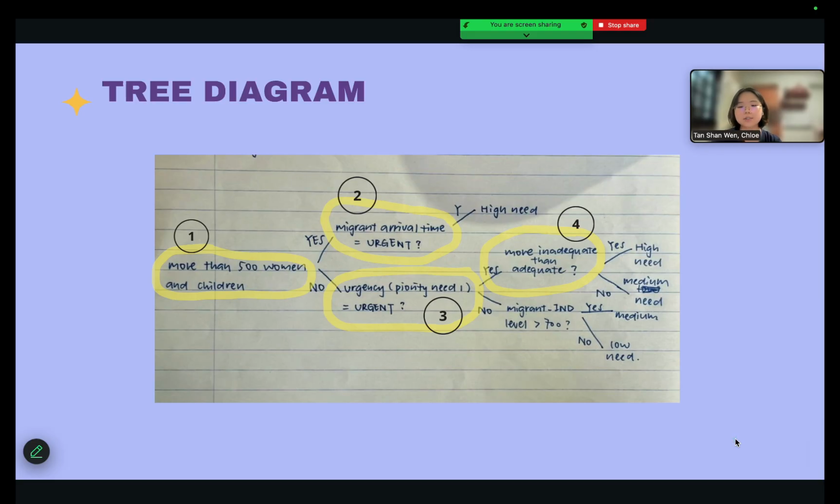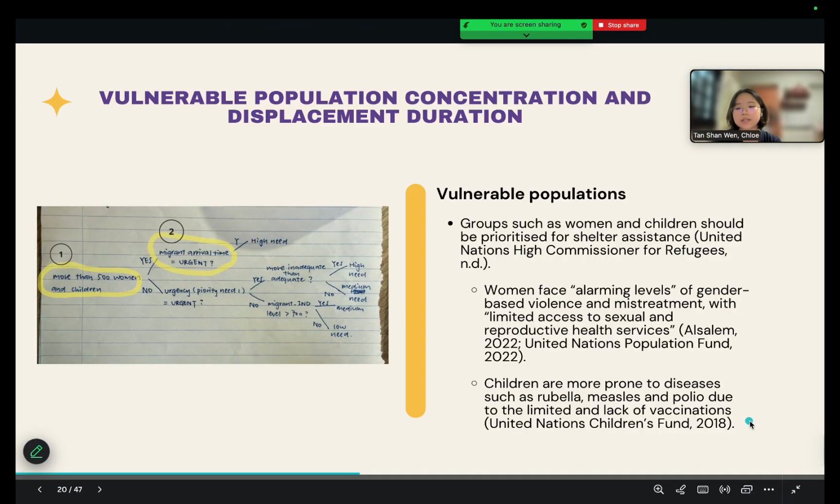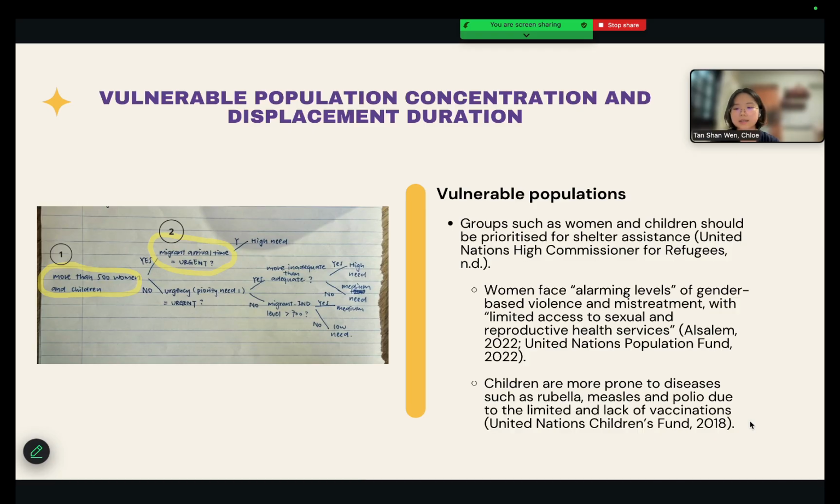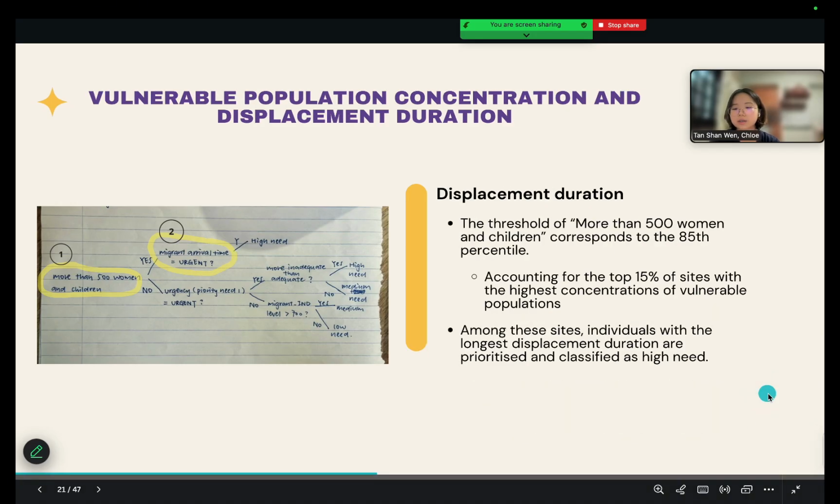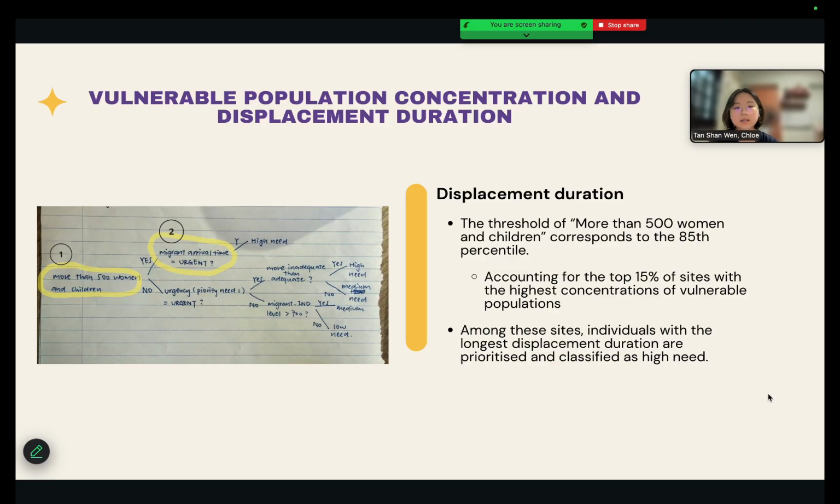Here, our tree diagram shows how our group has systematically evaluated each site through 4 key factors. First, we chose vulnerable population concentration and displacement duration as the most critical indicators. Vulnerable populations such as women and children should be prioritized for shelter assistance. We have set the threshold of 500 women and children representing the 85th percentile, thus capturing the top 15% of sites with the highest concentrations of vulnerable populations.